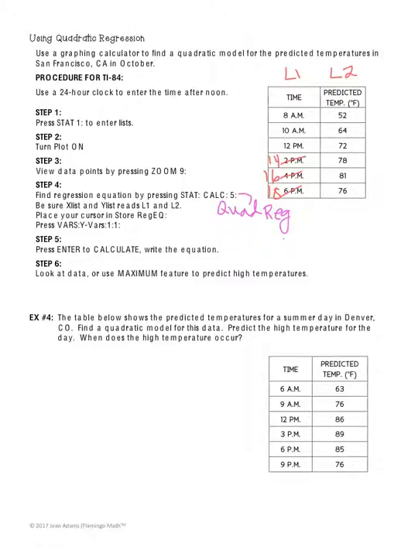Okay, so that's what number 5 says, quad regression. You are going to scroll down and you're going to see where it lists the following: X list L1, Y list L2, freq list, store regression equation, and calculate. You just want to hit enter, enter, enter, enter until that calculate is flashing. Now it's ready to calculate. Just hit enter one more time and it is going to calculate the actual equation for you.